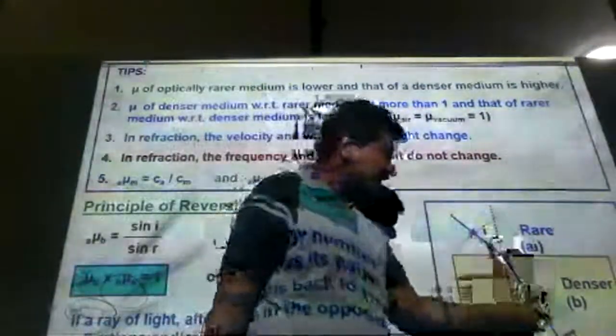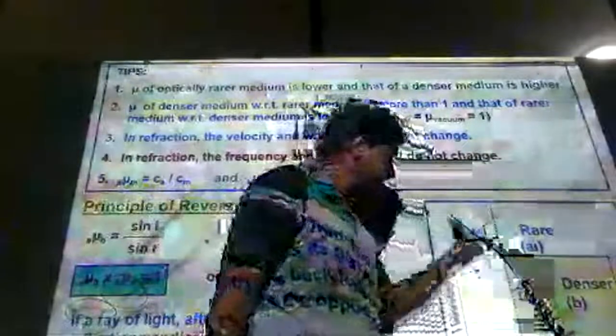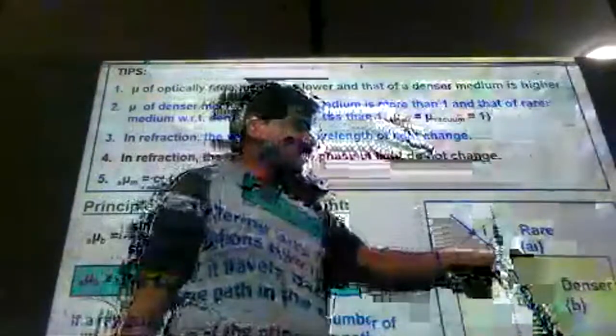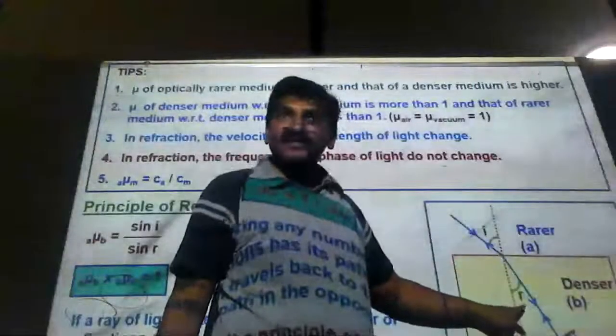So whatever the light has refracted here, it's going back along the same path. That means whatever the angle of incidence is, for the reverse path it acts as the angle of refraction. Whatever the angle of refraction is, that acts as the angle of incidence for the reverse path. Therefore, you can see here Snell's law. When light is passing from medium A to B, A mu B is sin I by sin R. Now that will be reversed here. Look at here: B mu A is sin R by sin I.